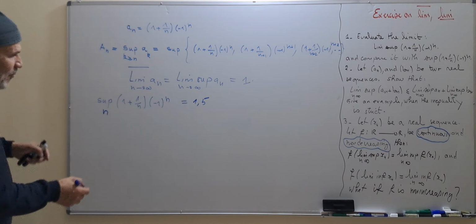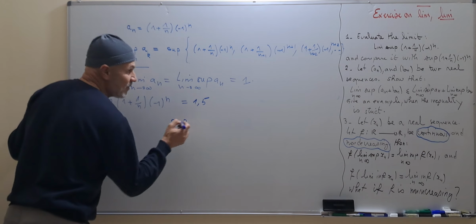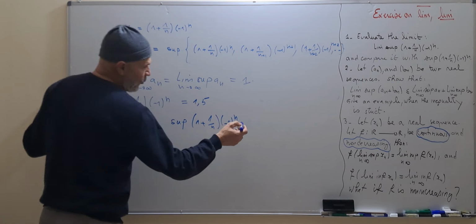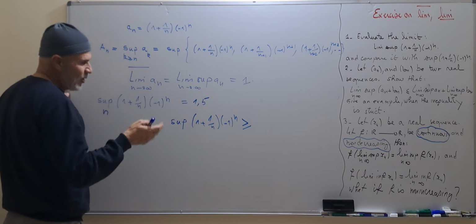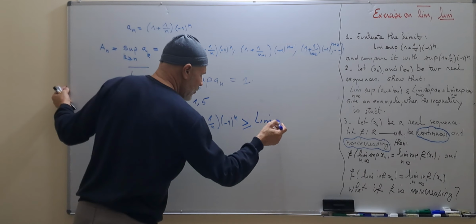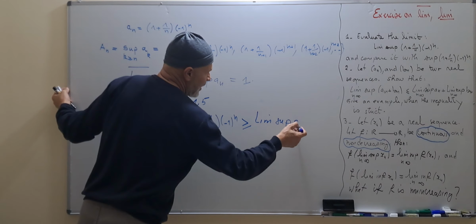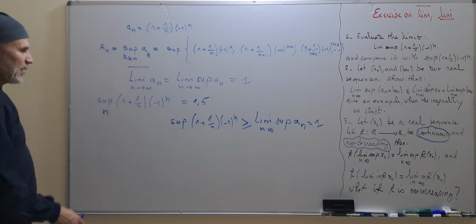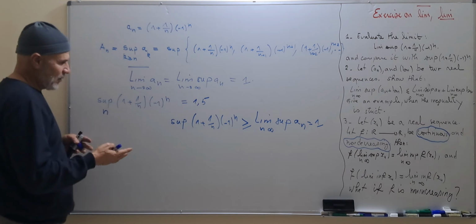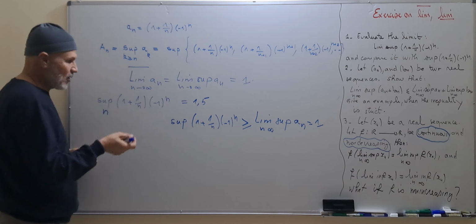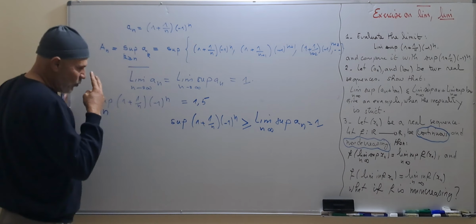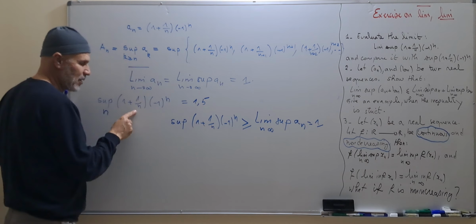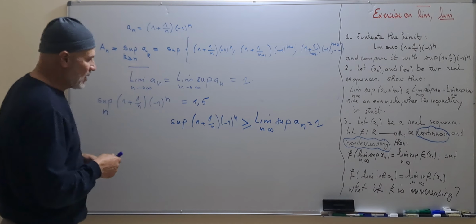If we compare between them, we will find that the sup of 1 plus 1 over n times minus 1 power n is strictly greater than the limit sup of a_n, which is equal to 1. Here we have negative and positive terms. For n odd, this is negative, so it cannot be the supremum. For n equal to 2, this is positive and the greatest one. For this reason, we take 1 plus 1 over 2, which is equal to 1.5.